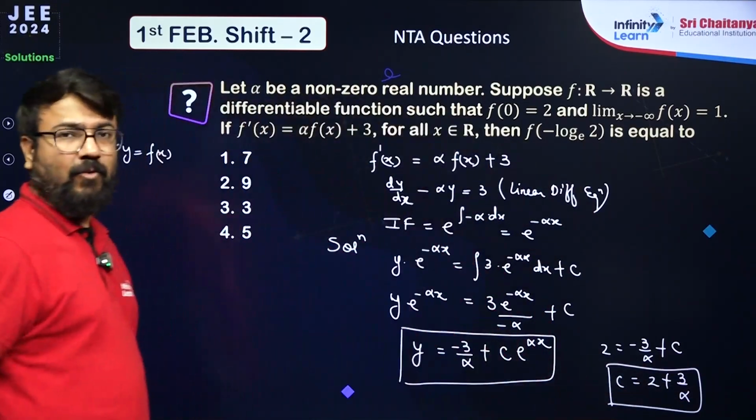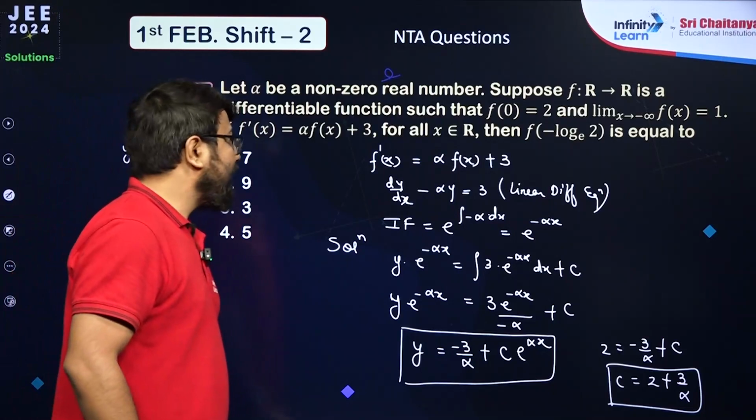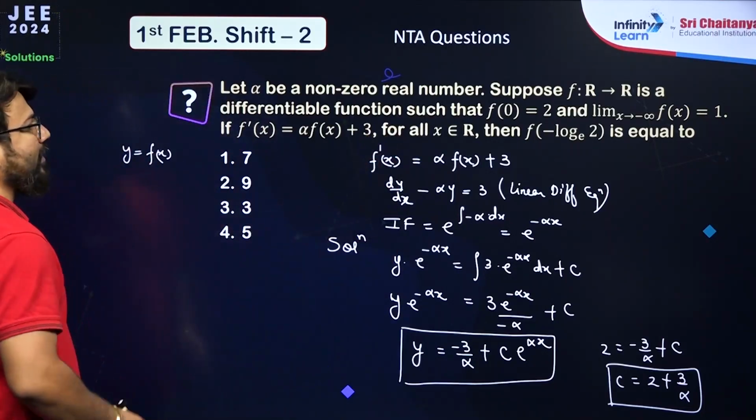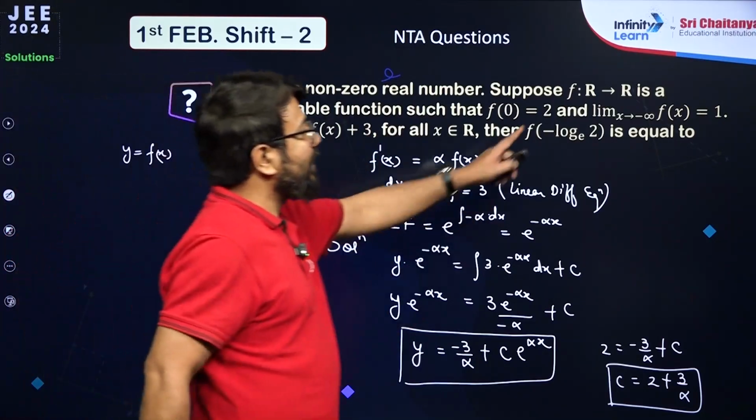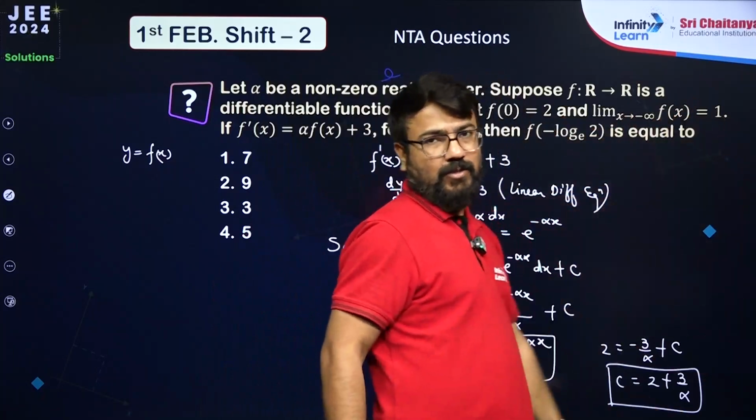Now, after this, what we need to do? Basically, it has been said in the question that limit of x tending towards minus infinity of f(x) is equals to 1.